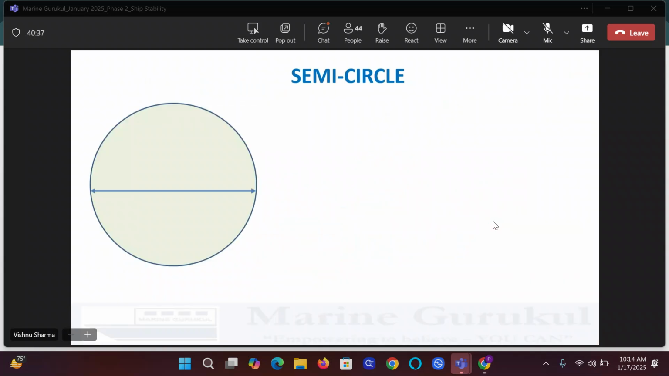Okay, we had this circle. Now, what will be the area? The full circle had an area of pi r square. When you make it half, it will become pi r square by 2.